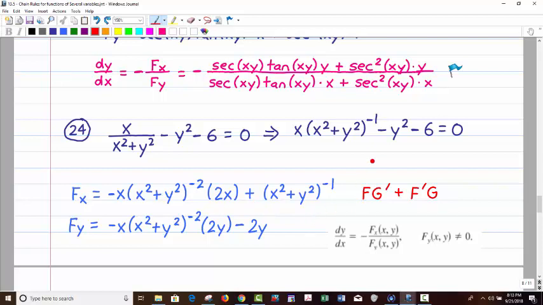I'll just remember I had no quotient rule, and that, of course, these two terms had no x in them. So this one, you just bring down the -1, subtract 1 from the exponent to make it -2, take the derivative of the inside with respect to y, so it'll be 2y, and then minus the derivative of y squared, which is 2y.